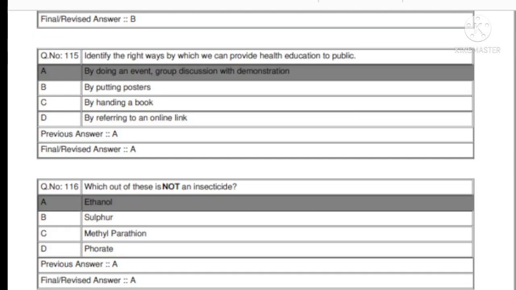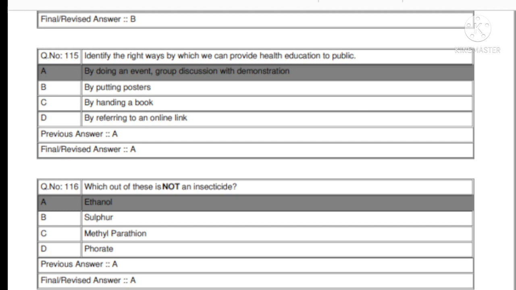Next question, question number 115. Identify the right ways by which we can provide health education to public. By putting posters is B part. A part is by doing an event, group discussion with demonstration. C is by handling a book, D is by referring to an online link. D and C we can easily remove.